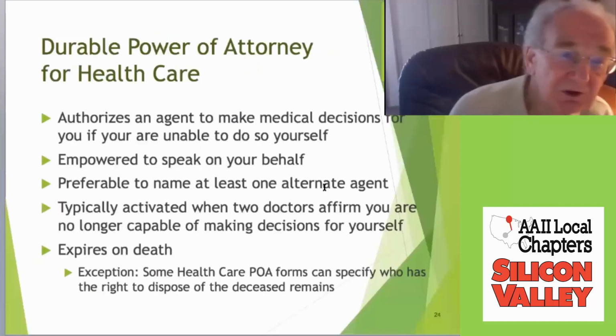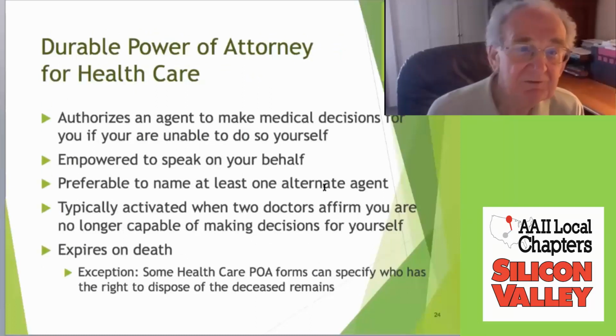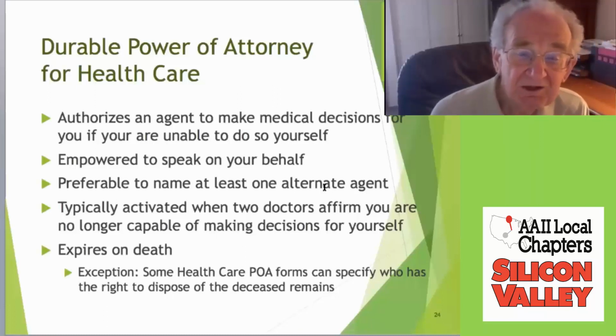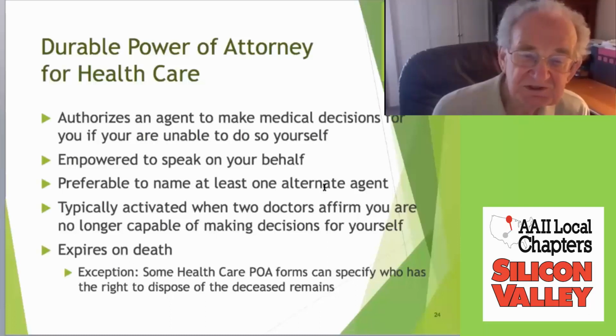For healthcare, you can also name a healthcare power of attorney. The same sort of rules apply. This is somebody who is empowered to speak on your behalf when you're no longer able to do it. You probably want at least one alternate agent named, and typically this gets activated again when two doctors agree that you're no longer able to make your decisions for yourself, and again it expires on death.